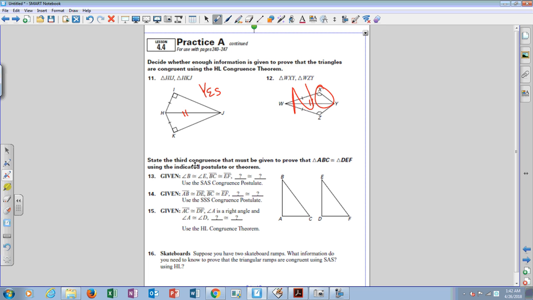State the third congruence that must be given to prove that triangle ABC equals triangle DEF using the given postulate or theorem. So we're using angle side angle. We start out with angle B congruent to angle E, BC congruent to EF, right? So now we have angle side. We need this side that comes before it. So you're going to need AB congruent to ED.